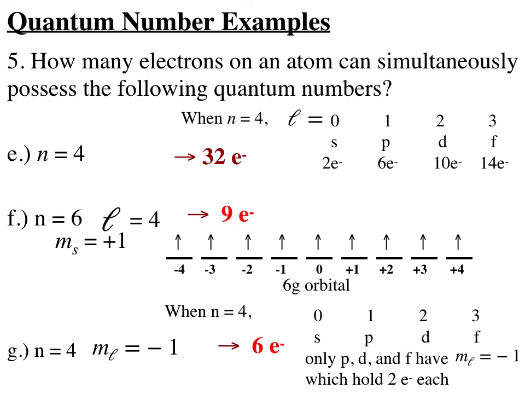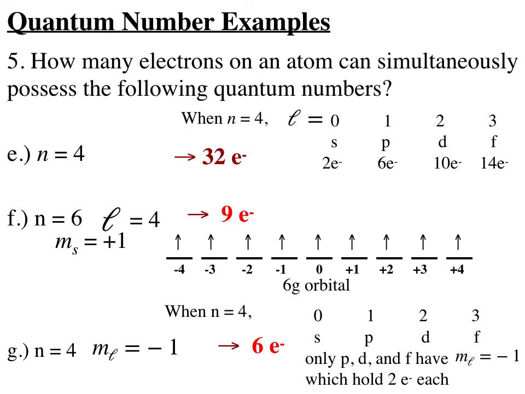Okay, what about case 5G? What if I have n equal 4, M sub L equal minus 1? Well, this is the contrast to the one above. N equal 4, M sub L equal minus 1. So I'm again on the 4th energy level, but now I want to zoom in on only the orbitals that have M sub L equal minus 1 on energy level 4.